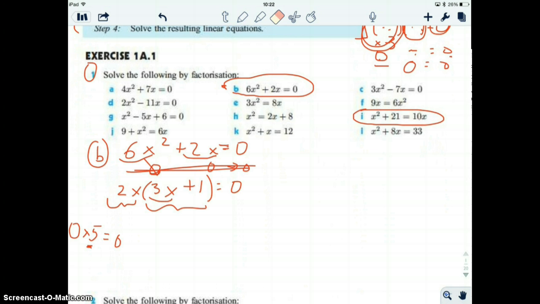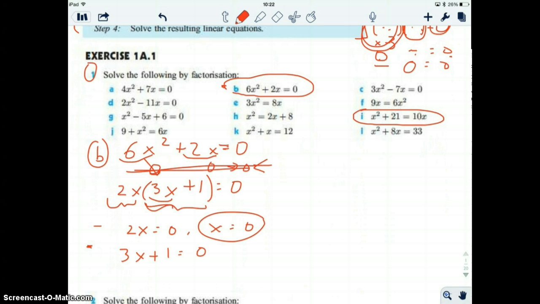Okay, so let's figure out what those two possibilities are. Well, when is 2x equal to 0? Well, 2x is equal to 0 when x equals 0. So that's one of the solutions that we had guessed up here. Now what's the harder solution? 3x plus 1 equals 0. Okay, so when 3x plus 1 is equal to 0, this will also be equal to 0, because it doesn't matter what 2x is then.